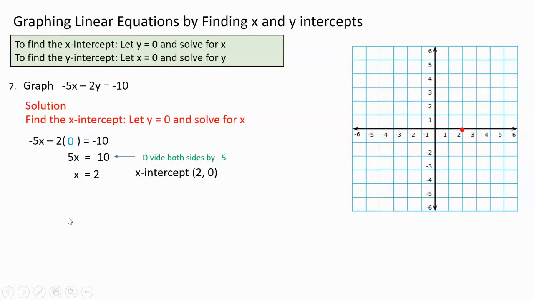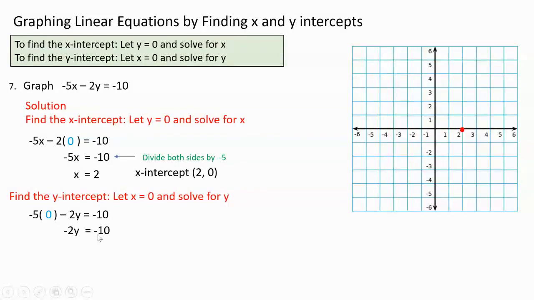Now to find the y-intercept, we let x equal 0 and solve for y. So we get -2y equals -10. We divide both sides by -2, so it's going to give us y equals 5. So the y-intercept will be (0, 5). We plot that point. Now we connect the 2 points and we got our line.